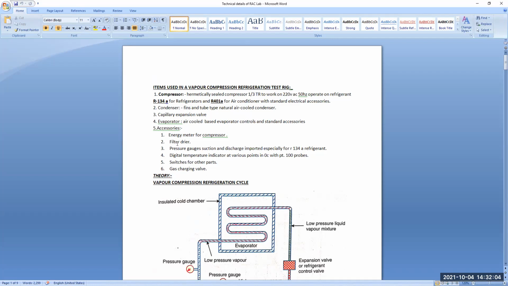Now, what are the different accessories? There are different items which are supposed to be used in a refrigeration as well as air conditioning rig itself. One is an energy meter, filter dryer, pressure gauges, suction and discharge imported especially for R134 refrigerant, digital temperature indicator, switches for other parts and a gas charging valve itself.